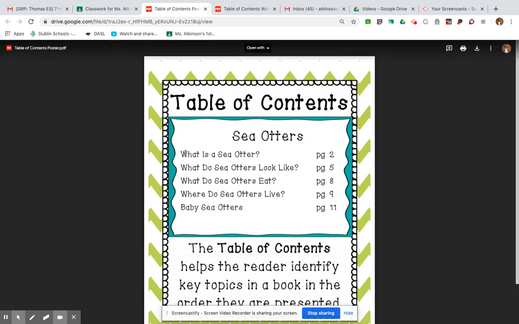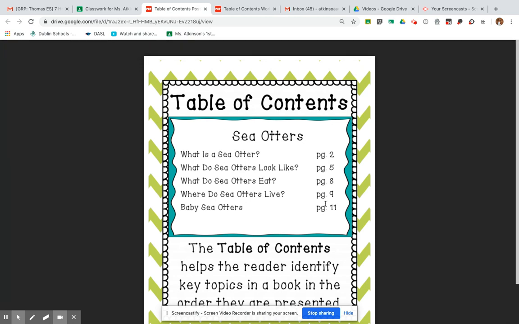So, our first sentence here says, "What is a sea otter?" So, I could find out that information on page 2 because it tells me right here in the table of contents. And then the next one is, "What do sea otters look like?" I can find that information on page 5. And then the next one is, "What do sea otters eat?" I could find that information on page 8. Then, "Where do sea otters live?" I could find out that information on page 9. And then baby sea otters, I could find out information about them on page 11.